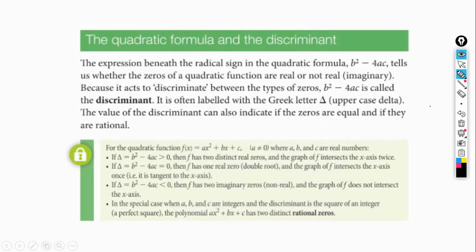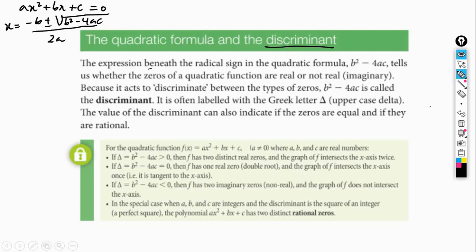So now we have the quadratic formula and the discriminant. So let's recall that the quadratic formula is the formula that can solve ax squared plus bx plus c equals 0. And what it says is that the solutions to this equation are going to be x equals minus b plus minus the square root of b squared minus 4ac divided by 2 times a.